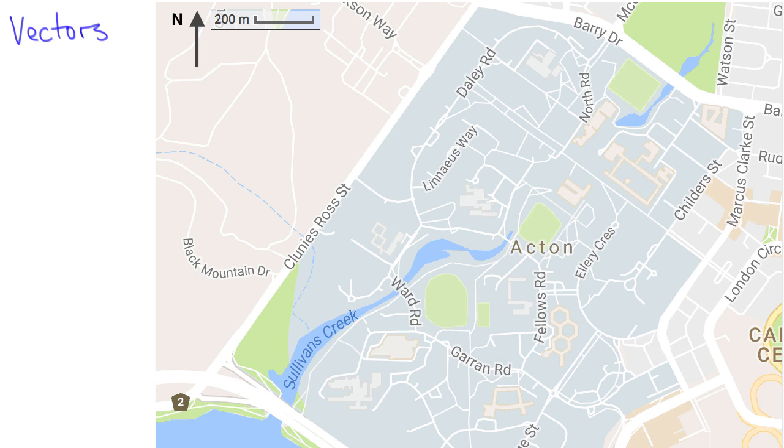Let's look at a map of ANU. Now, like most maps, this one is drawn with north facing up the page, and there's a little scale bar showing me roughly how far 200 meters is on this picture. My office is over by the lake here, and Joe's is on the other side of campus. So if I go visit Joe for a chat, I take this fairly indirect path. But my overall displacement is given by the vector drawn in red.